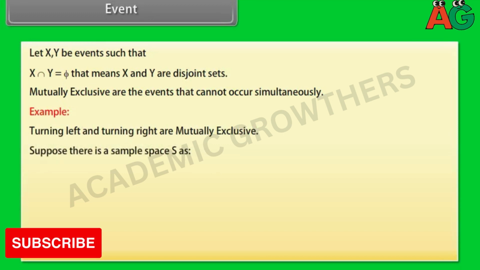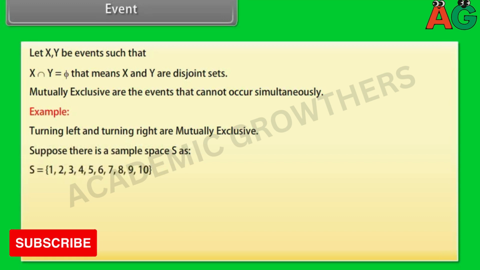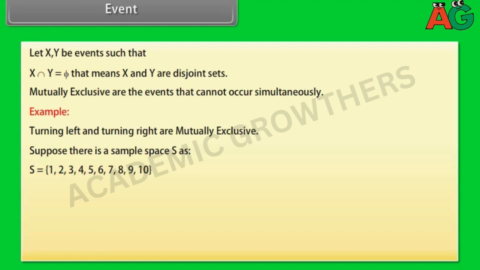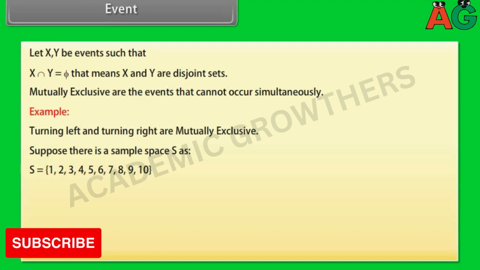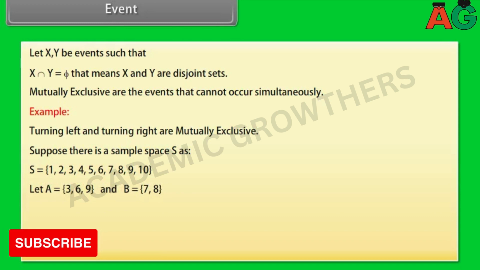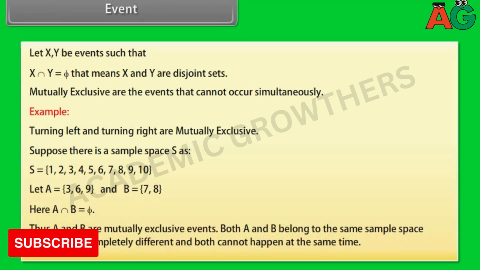Suppose there is a sample space S as S is equal to {1, 2, 3, 4, 5, 6, 7, 8, 9, 10}. Let A is equal to {3, 6, 9} and B is equal to {7, 8}. Here A intersection B is equal to phi. Thus, A and B are mutually exclusive events. Both A and B belong to the same sample space, but they are completely different and both cannot happen at the same time.